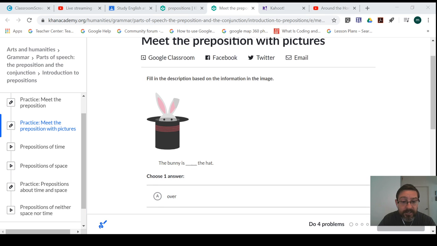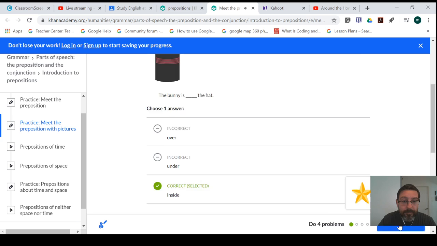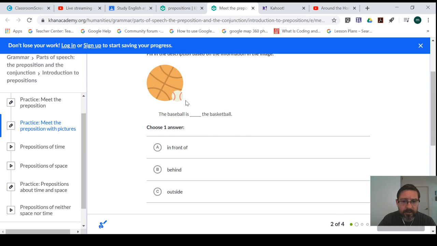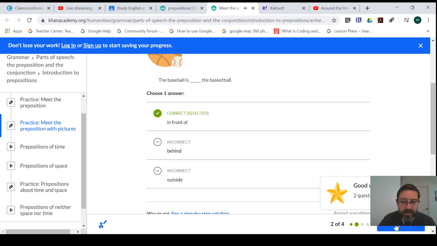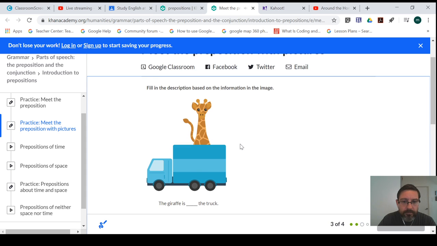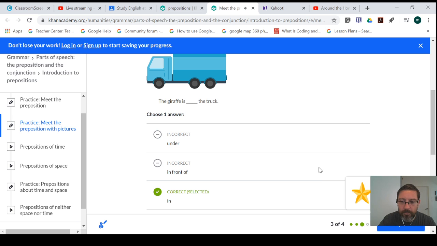Yeah, the bunny is over, under, inside. Well, I think we got it in or inside. Let's just click see. Okay. Oh, I think we've got that right. And correct. Next question. The baseball is. This is the baseball. The baseball is, I think it's in front of the basketball, right? Let's check. Hooray! Okay, next one. The giraffe is. Ooh. Well, it's in the truck, right? Must be in the truck. Hooray! And let's do one more.